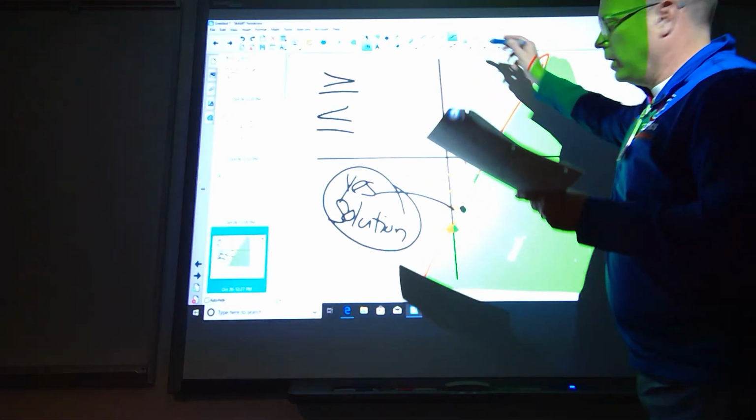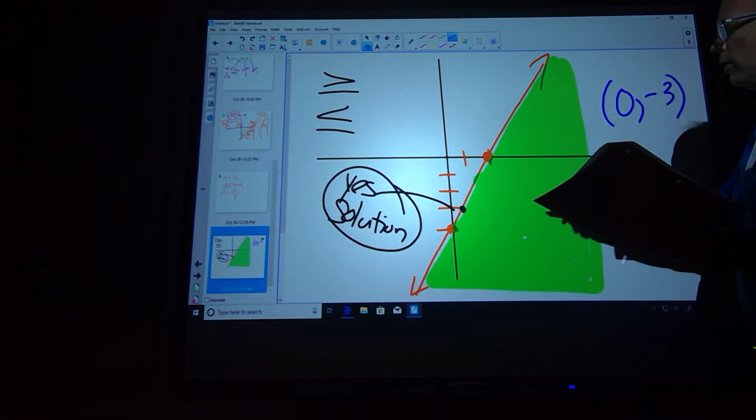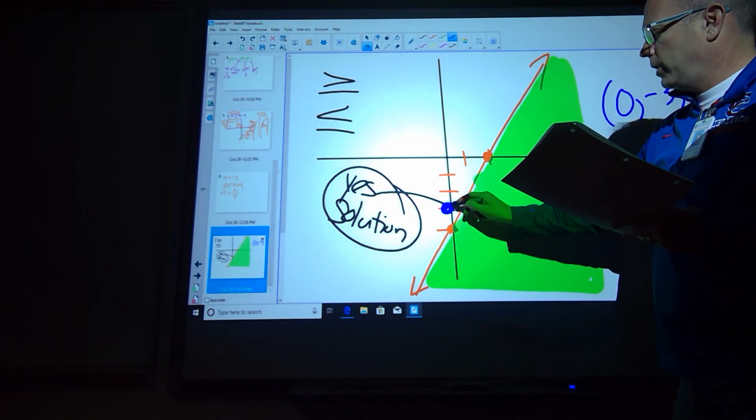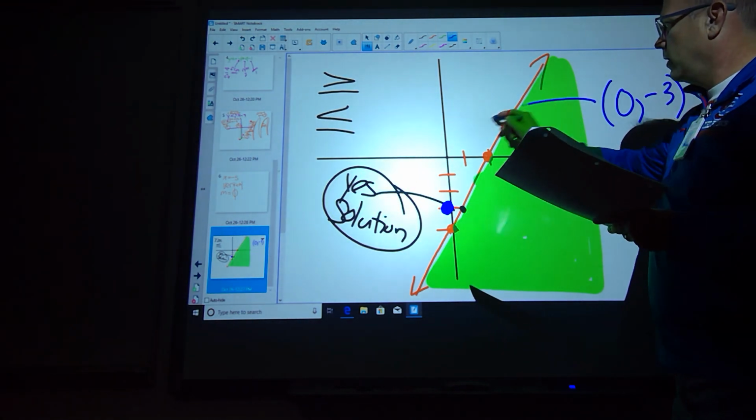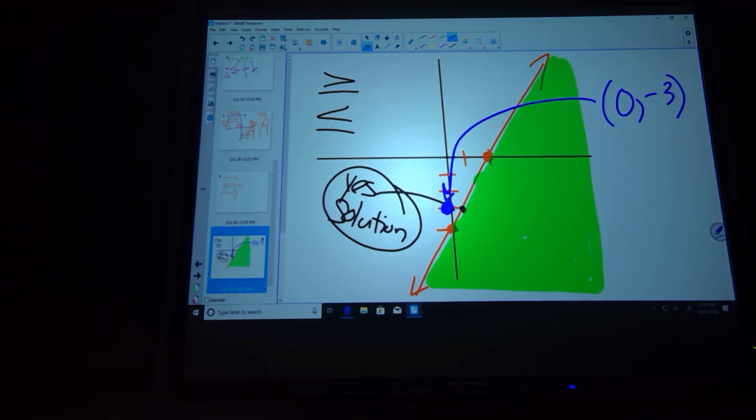And then they want to know, is (0, -3) part of the solution? Which is right there. Is that blue dot part of the solution? No. Why not? Because it's not in the shaded area. So it's not part of the solution.